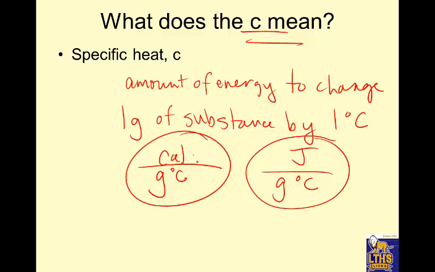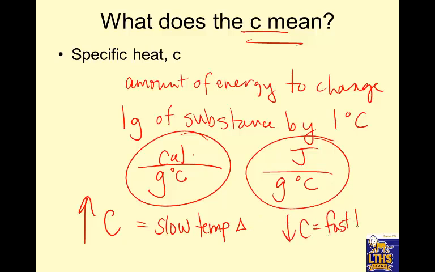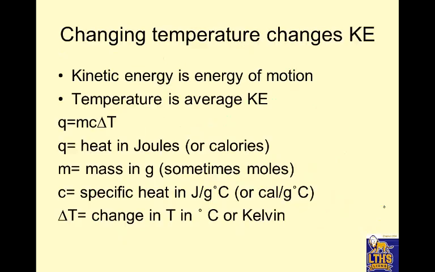So specific heat is for changing the temperature of a substance. Each substance has a different specific heat. High C equals slow temp change. Low C equals fast temp change. All right, so changing temperature means you're changing the kinetic energy of a substance. Kinetic energy is energy of motion. Temperature is average kinetic energy. Again, here's the formula. Big Q, little q doesn't matter. M is mass, C is specific heat, delta T is temperature change. Make sure you memorize this, the units and what it means.